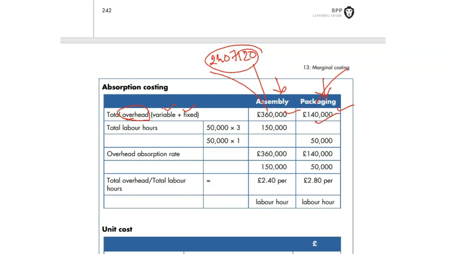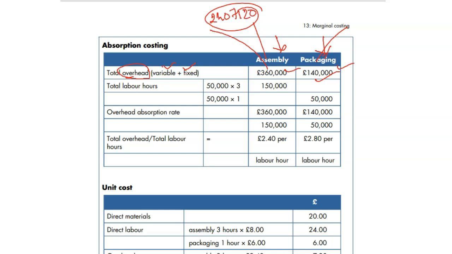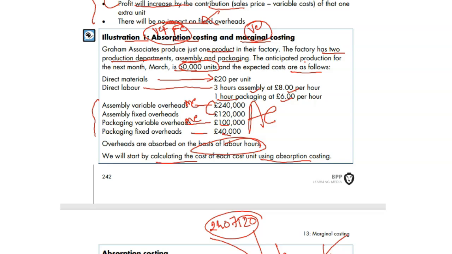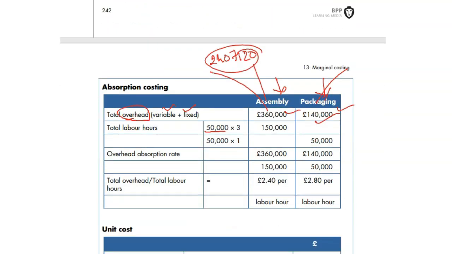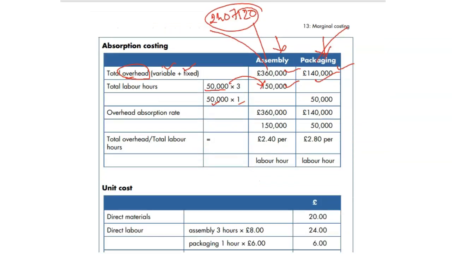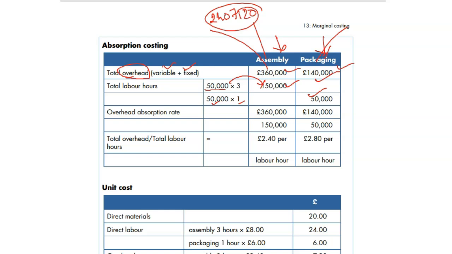That's our total overhead, but how many labor hours are there? We're going to produce 50,000 units. Each unit takes 3 hours in the assembly department, so for 50,000 units it's going to take 150,000 hours in assembly. And 1 hour is needed in packaging, so 50,000 hours. How do you get the OAR, the overhead absorption rate? Overhead divided by number of hours. 360,000 divided by 150,000 gives 2.4 per labor hour, and 140,000 divided by 50,000 gives 2.8 per labor hour. That's our OAR.